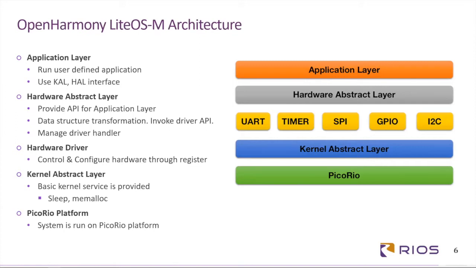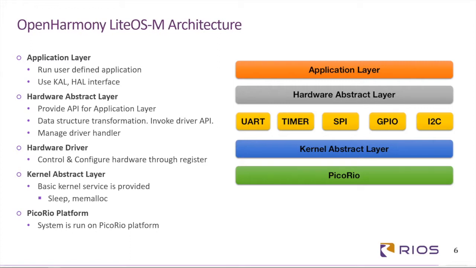On the top layer is the application layer. At the application layer, we run user-defined applications. And the user-defined application will use the KAL, HAL, say kernel abstract layer or hardware abstract layer, interface to invoke the kernel services or hardware services. At the layer below the application layer is the hardware abstract layer. The hardware abstract layer provides a uniform API for the application layer.